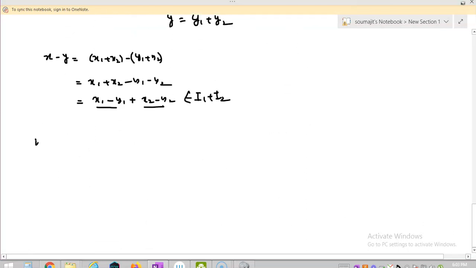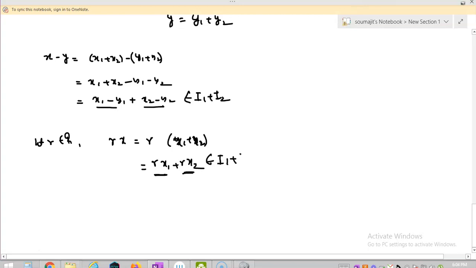Okay. Now let us take a point r from R and multiply r with x. So this is nothing but r times (y1 plus y2, x1 plus x2). Multiplying, it will become rx1 plus rx2. Now I1 is an ideal and x1 belongs to I1, and hence rx1 belongs to I1. x2 belongs to I2, and I2 is again an ideal. So I can say that rx2 belongs to I2. This belongs to I1, this belongs to I2. It will imply this belongs to I1 plus I2, and hence I1 plus I2 is an ideal.